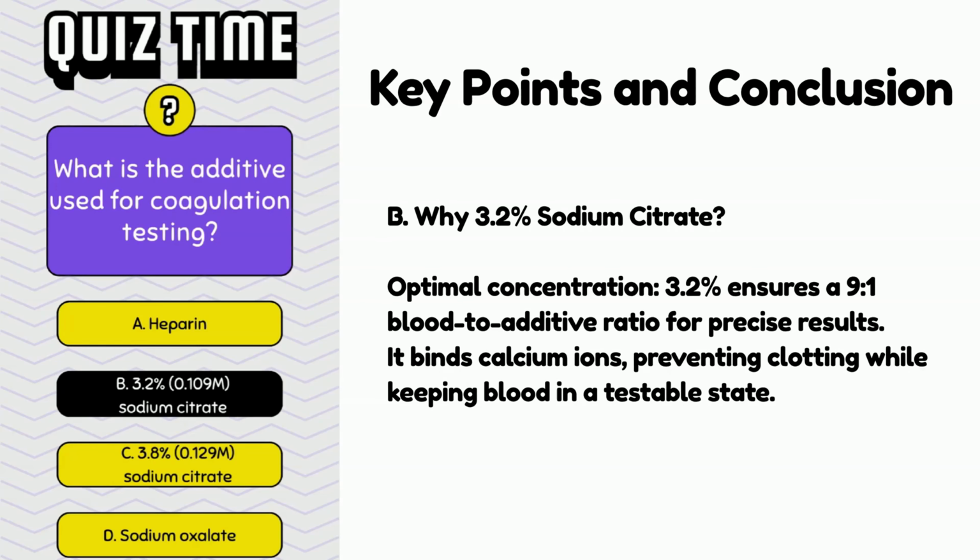The 3.2% sodium citrate, this is the correct answer. Sodium citrate is the most commonly used anticoagulant for coagulation testing. It works by binding calcium ions, which are necessary for the coagulation cascade to proceed. The 3.2% sodium citrate solution is the typical concentration used to ensure proper blood to anticoagulant ratios, which is crucial for accurate testing.